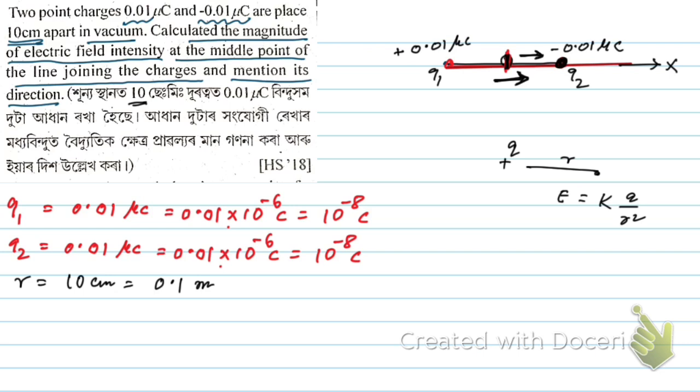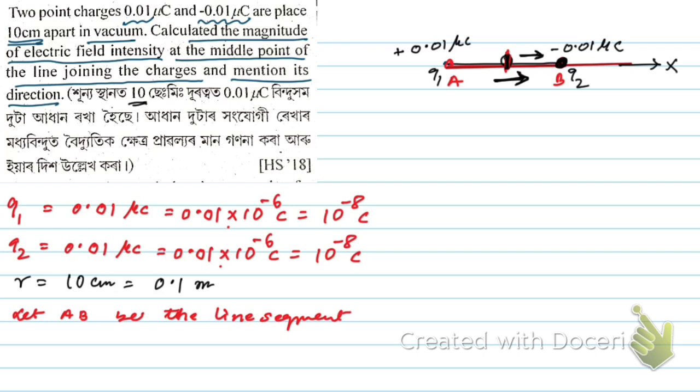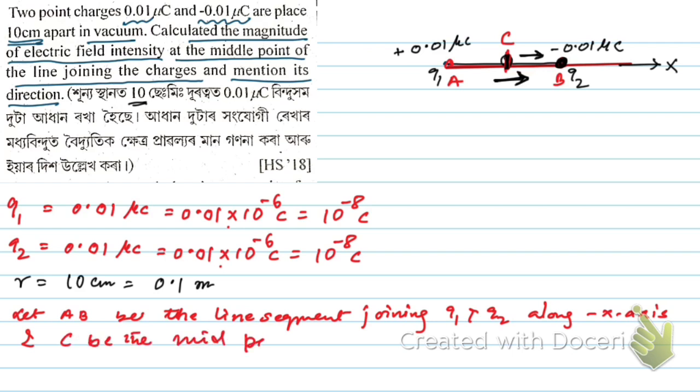So now let this point be A and this point be B. Let AB be the line segment joining Q1 and Q2, which is along the x-axis, and let C be the midpoint of AB, right? Of AB. Now let me solve the next part here.